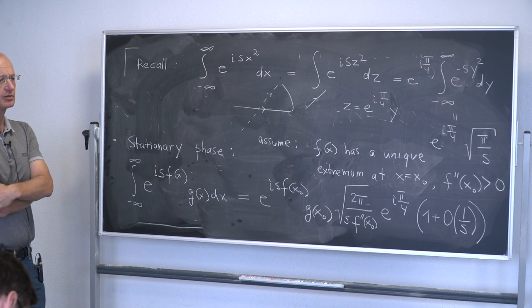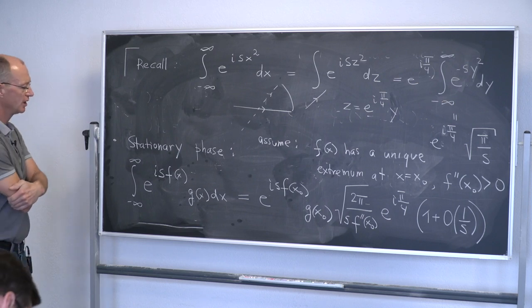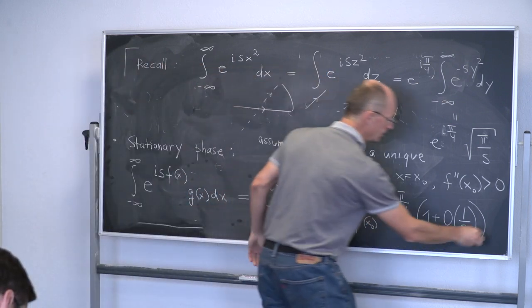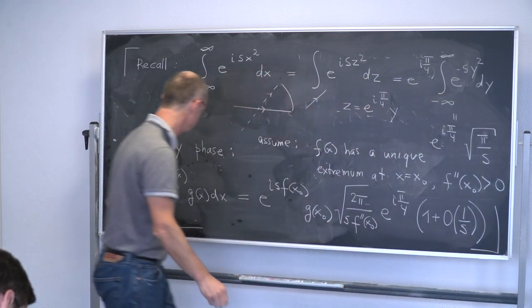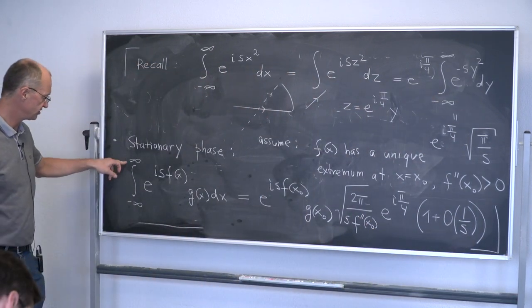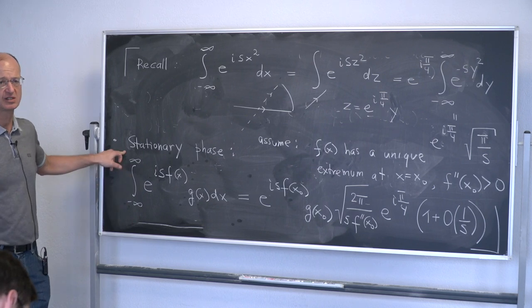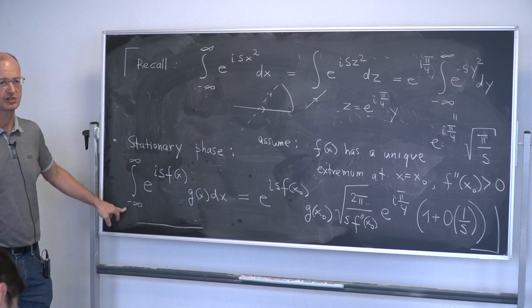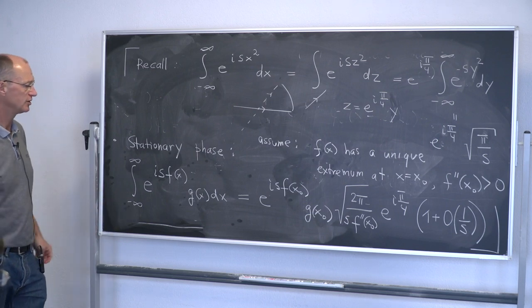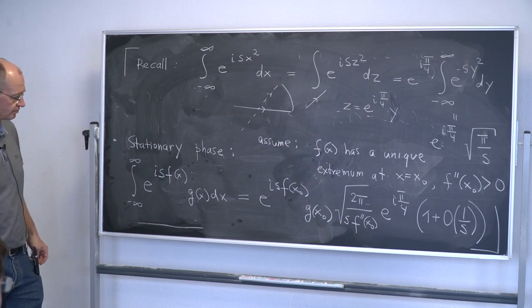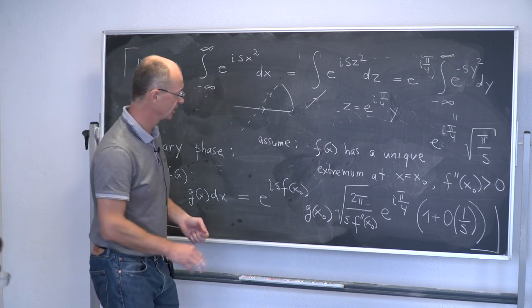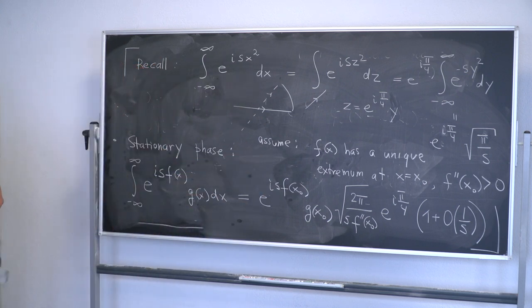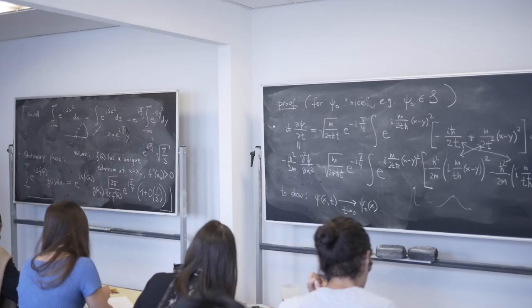So that's a formula of a similar nature to the steepest descent. Again, the integration domain is negotiable. You can probably take any integration domain which contains x naught, and the result will still hold true.